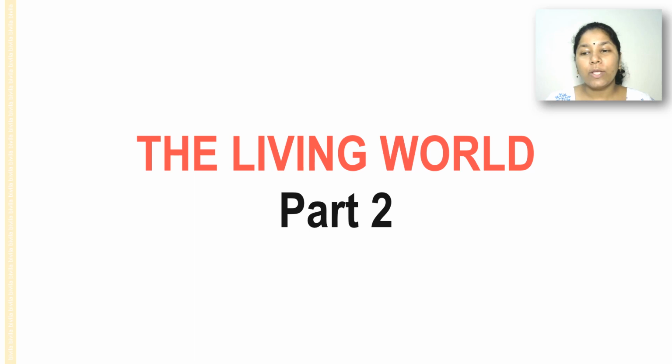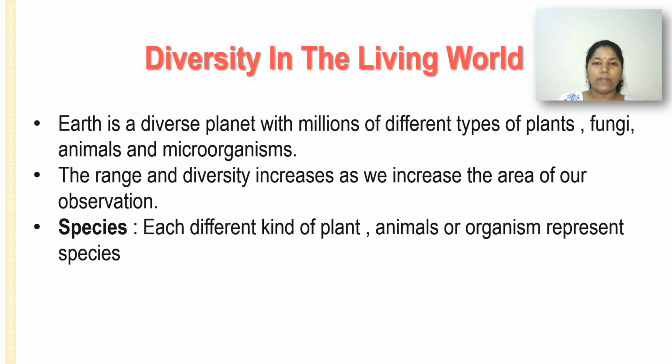So let us begin with our new section, the diversity in the living world. We all know that we are living in a world where a large variety of living organisms are present. Earth is a diverse planet with millions of different types of living organisms, and we can see many of them with our naked eye. There are also several organisms that we cannot see with our naked eye, but they are all around us. The living organisms in this world include animals, plants, microorganisms, fungi, etc.